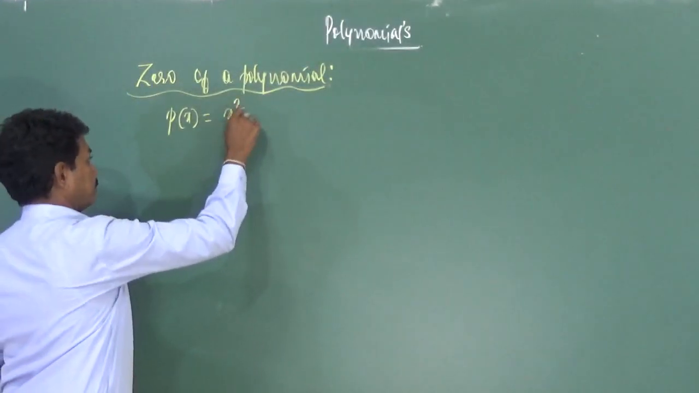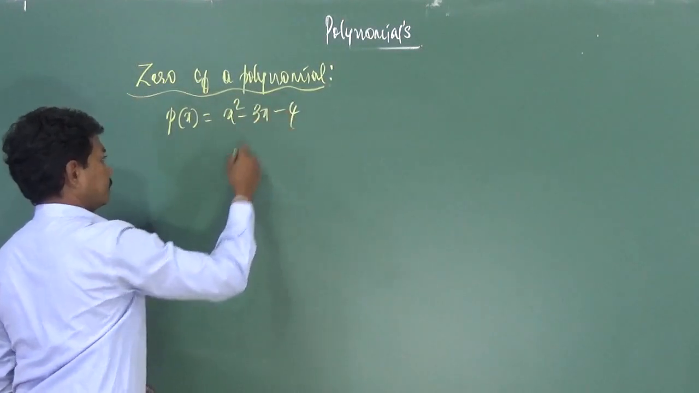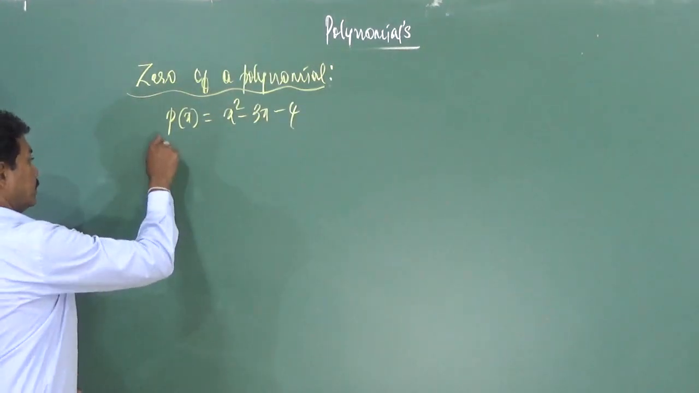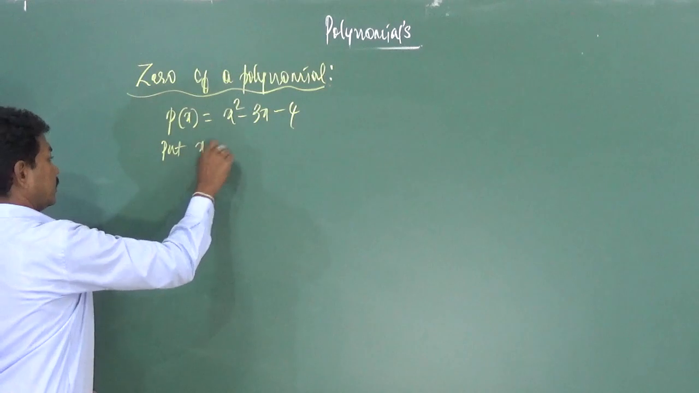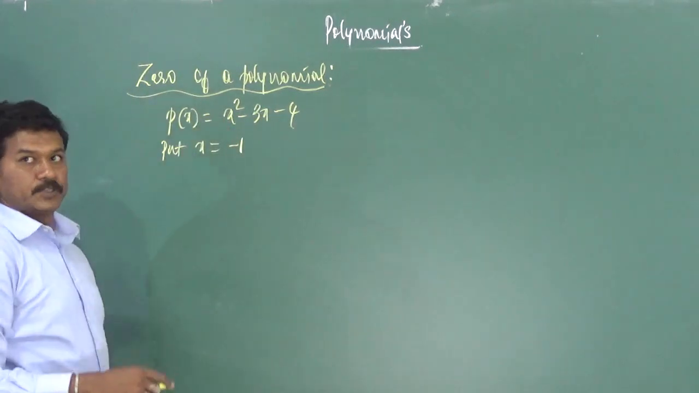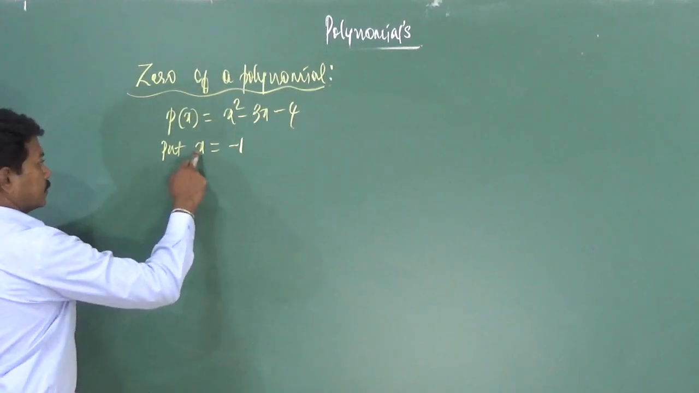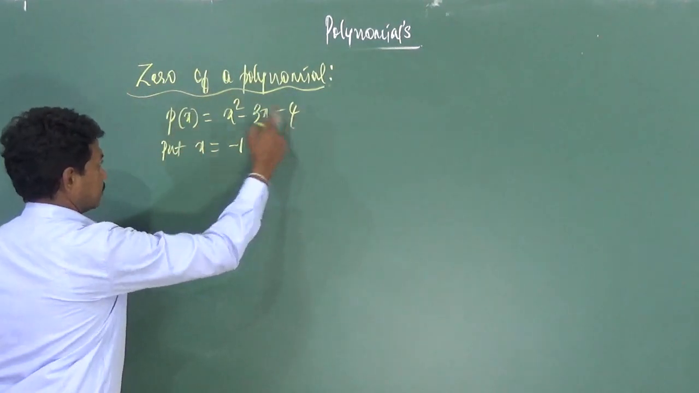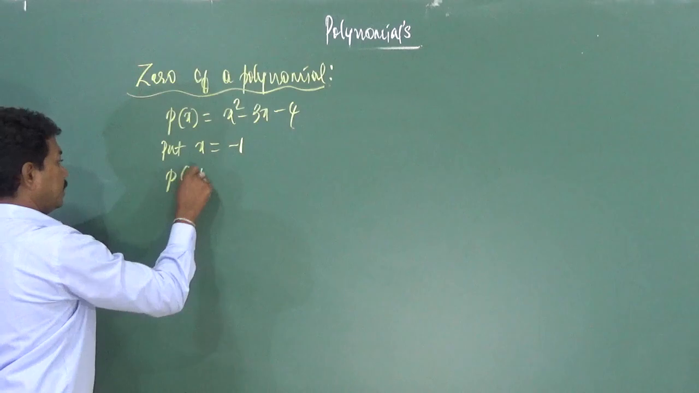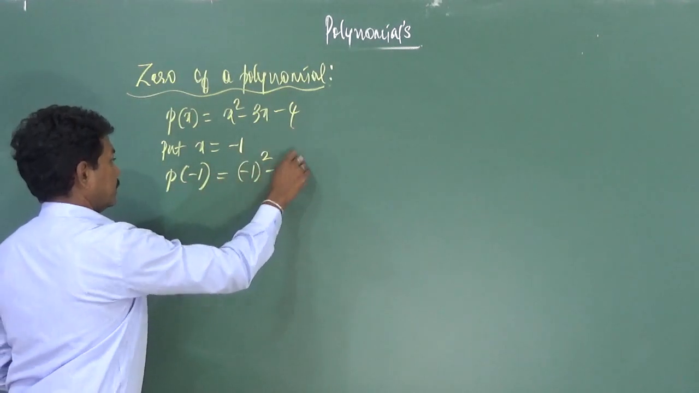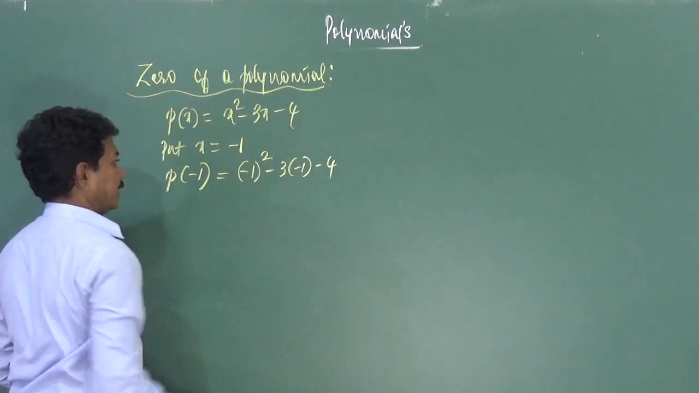So x square minus 3x minus 4. I have the polynomial here. So in this polynomial, let us put x is equal to minus 1. Let us substitute x is equal to minus 1. Now, when we substitute x is equal to minus 1 in this polynomial, it becomes p of minus 1 is equal to minus 1 whole square minus 3 into minus 1 minus 4.